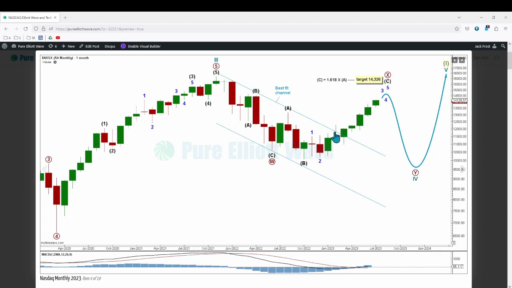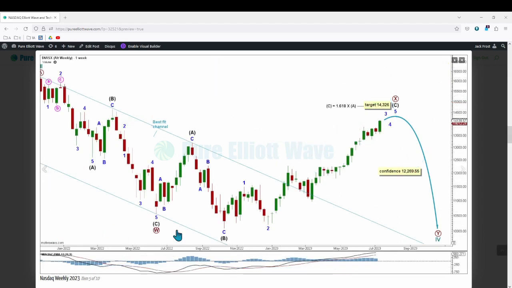And price has continued to move up, expecting to be near the end of minor wave 3 within intermediate wave C. And on the alternate weekly chart, we can see current bullish movement has breached the bearish best fit channel, come back to test support a few times, and is now completely moved away. This is standard behavior for price around a technically significant trend channel. We also have a confidence point at 12,269.55, as that is the invalidation of the main wave count.